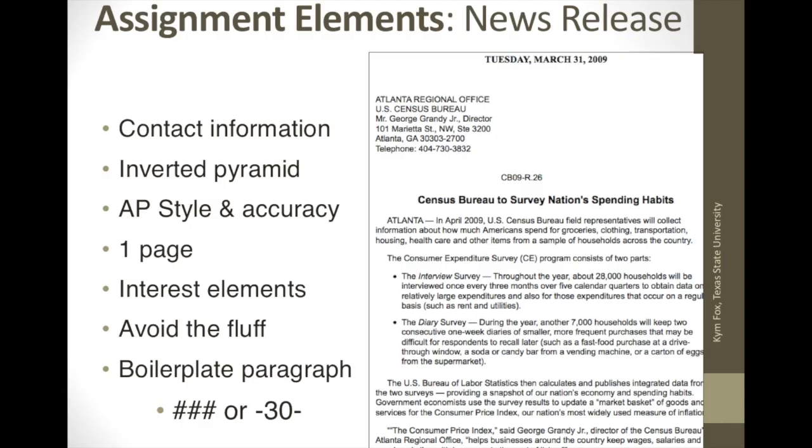So the assignment elements that you need in your news release. Let's just review. Contact information, inverted pyramid style, AP style, PUG. Check every fact for accuracy. You're going to do about one page, right? One page. Make sure you hit the interest elements. So you're going to pick what is the most interesting and what will appeal to your audience. No fluff. Write a boilerplate paragraph and end the press release with either the three hashtags, three of them, or -30-. That's the end.